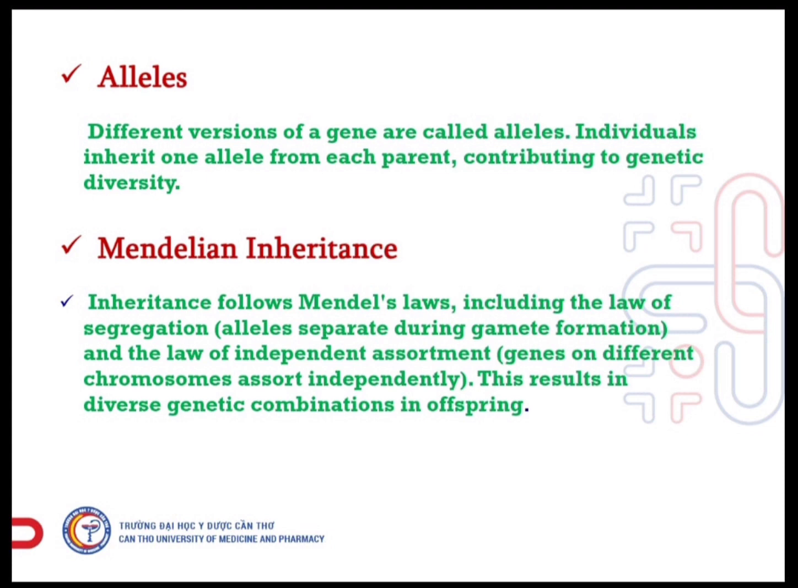Mendelian inheritance. Inheritance follows Mendel's laws, including the law of segregation: alleles separate during gamete formation, and the law of independent assortment: genes on different chromosomes assort independently. This results in diverse genetic combinations in offspring.